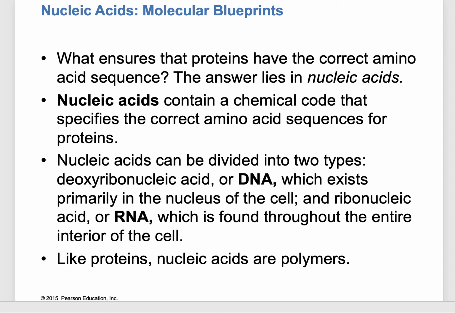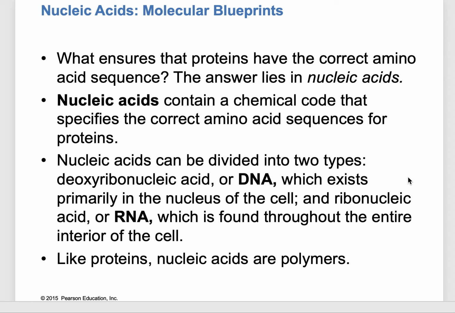But today we're finishing up the biochemistry part with nucleic acids. These are very important molecules. They are molecular blueprints that control the synthesis of proteins. Okay, and they ensure that the proteins have the correct amino acid sequence. Nucleic acids contain a chemical code that specifies the correct amino acid sequences for protein.